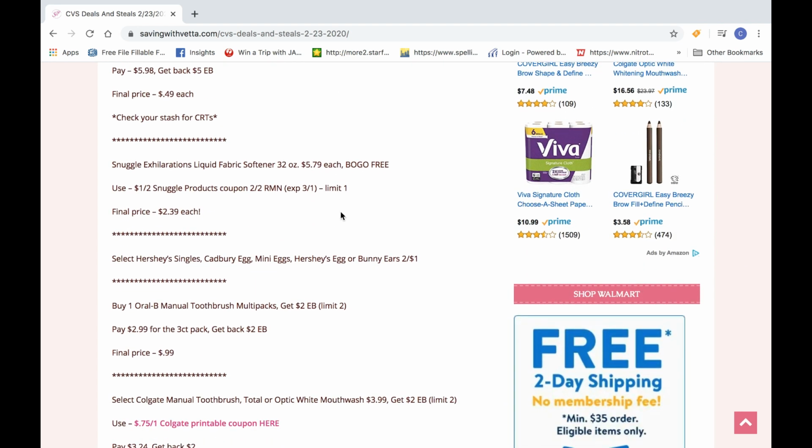Snuggle fabric softeners, $5.79, BOGO free. We do have a $1 off two coupon, making these $2.39 each if you buy two and use that coupon.